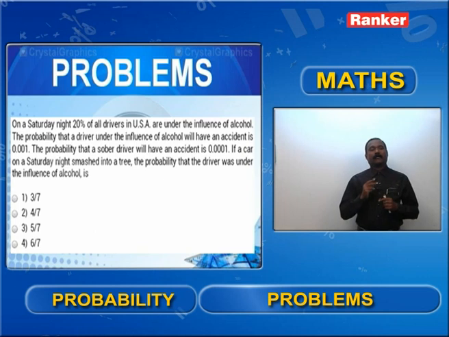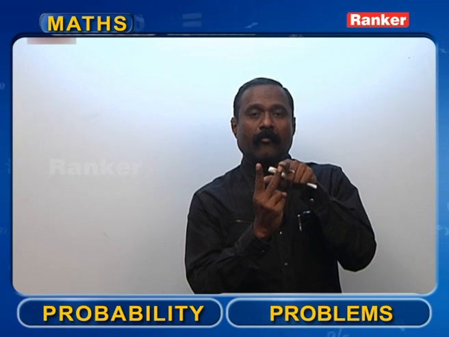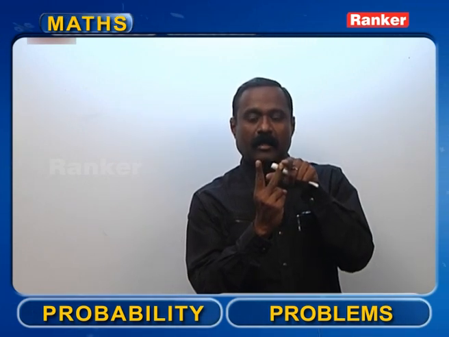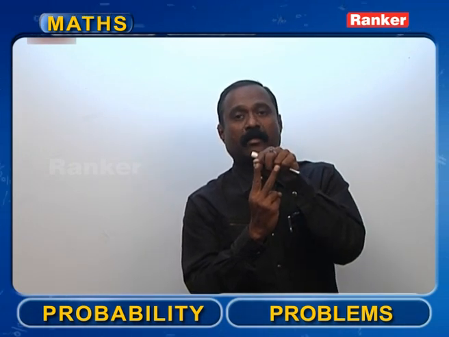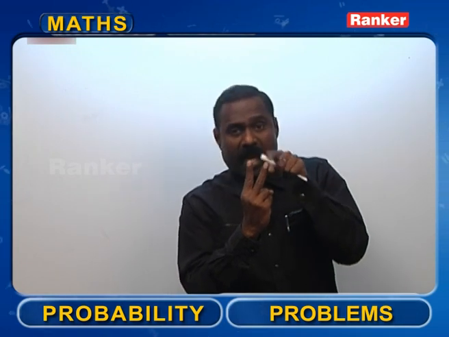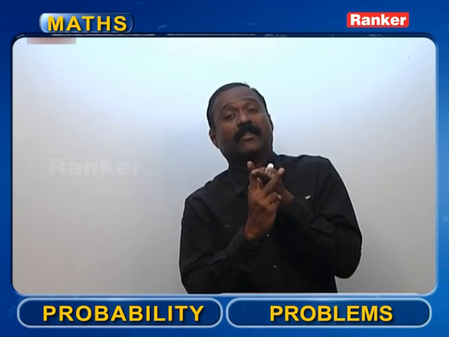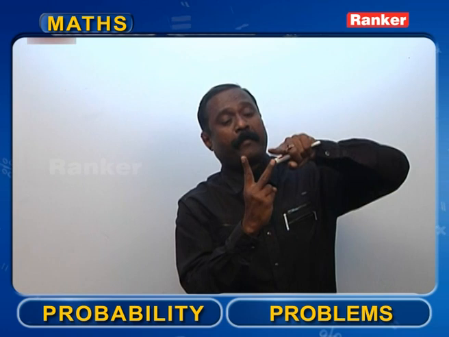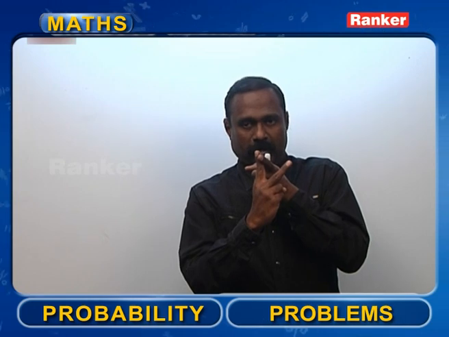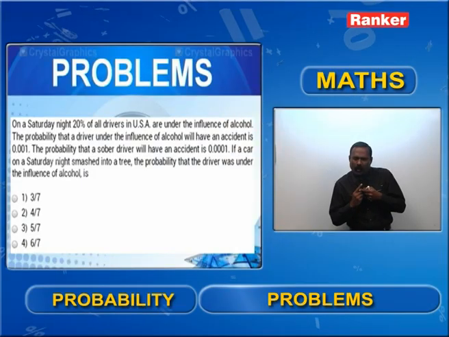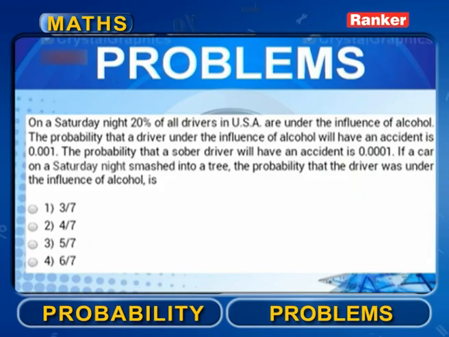So here two cases are occurring. Number one, the driver without taking alcohol. Number two, the driver who has taken alcohol. Whenever drivers are of two types, one under the influence of alcohol and another not under the influence of alcohol, the accident may happen with the first driver or with the second driver. So what is required here? We must know the probability that the driver was under the influence of alcohol.